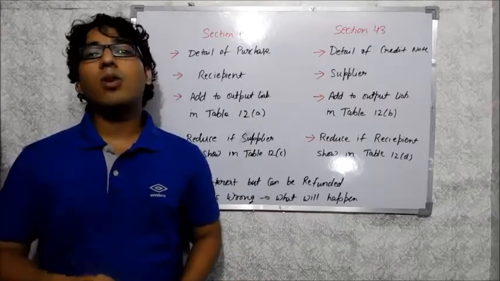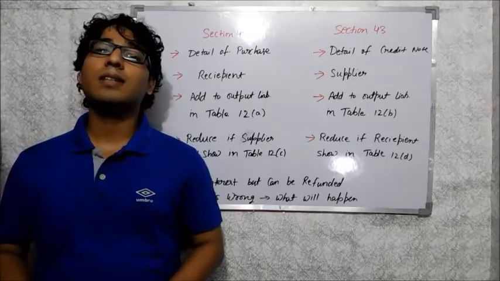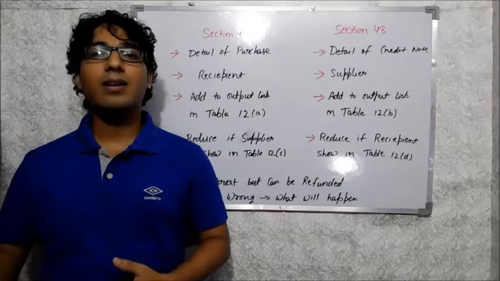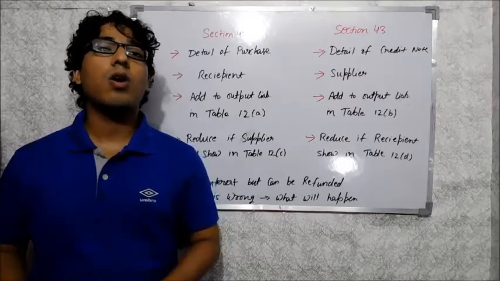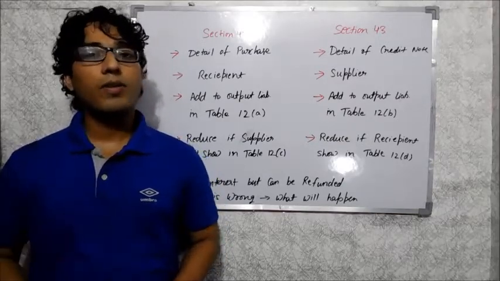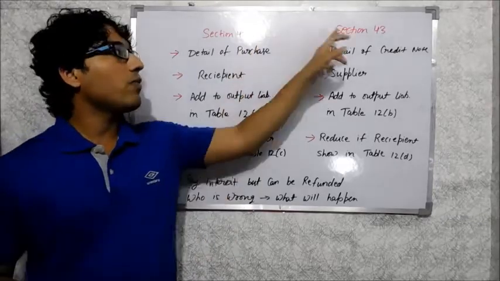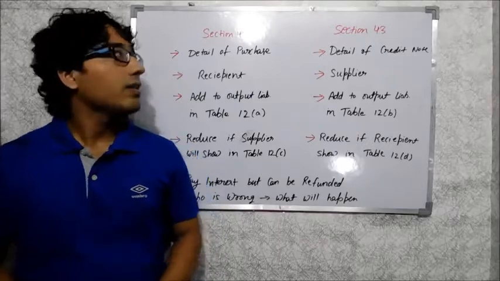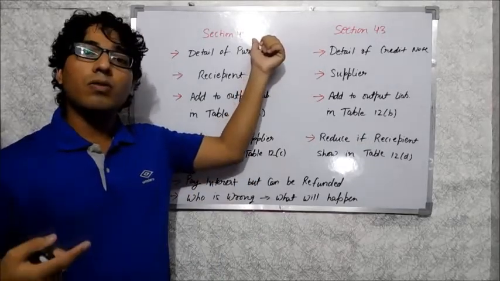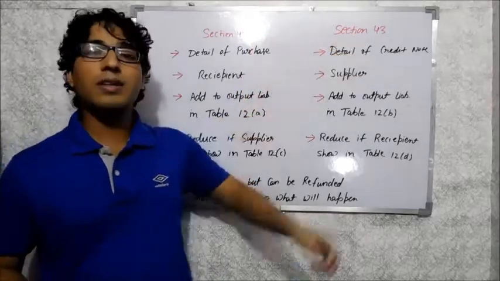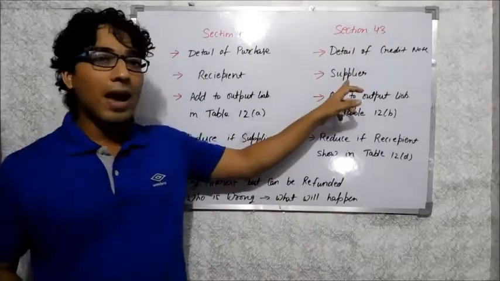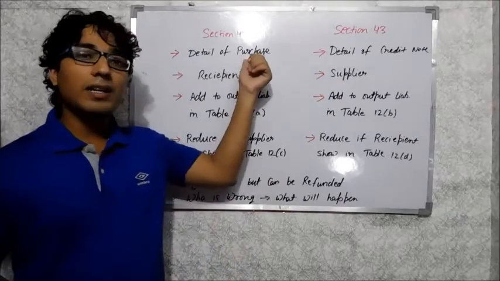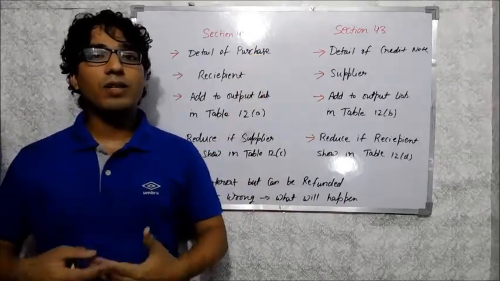The two sections or provisions which deal with the mismatching of sales and purchases, as well as the credit note details to be shown by the recipient, are sections 42 and 43 of the CGST Act. Section 42 is from the point of view of the recipient, and section 43 is from the point of view of the supplier.